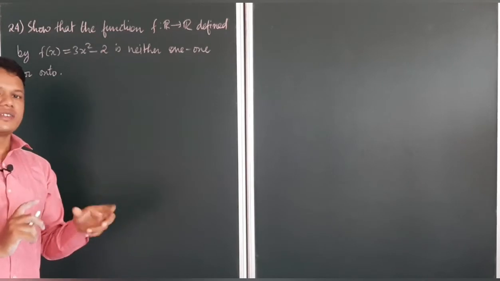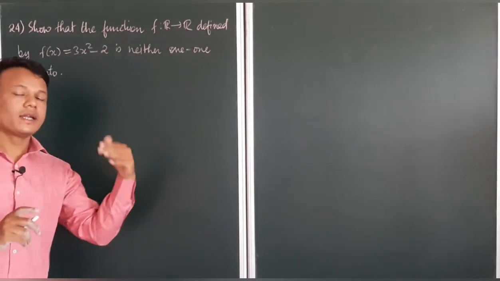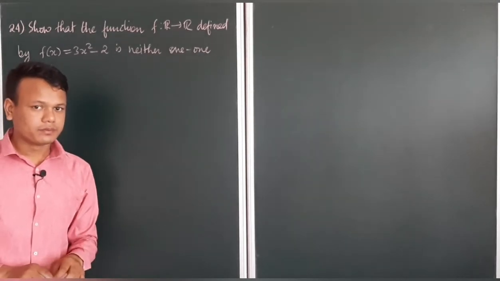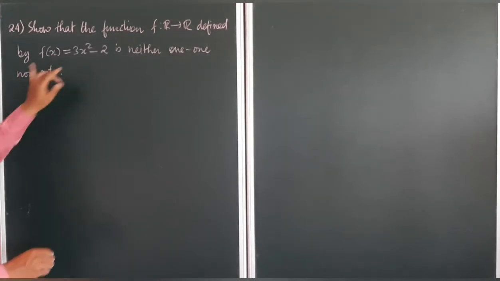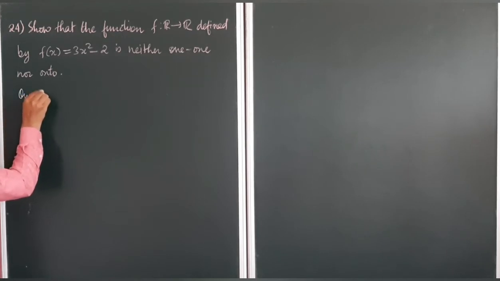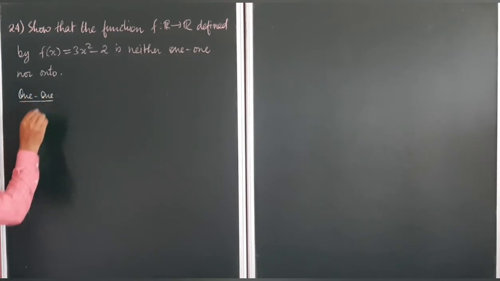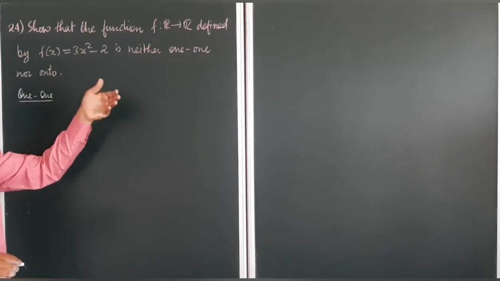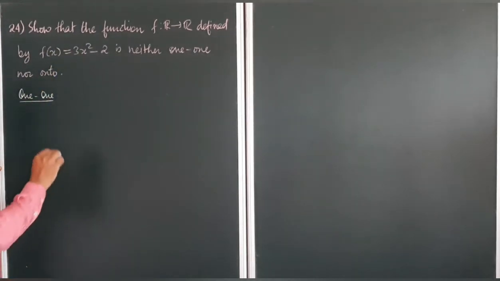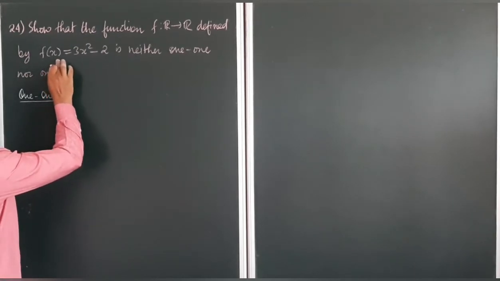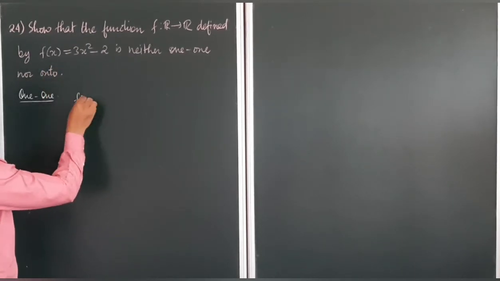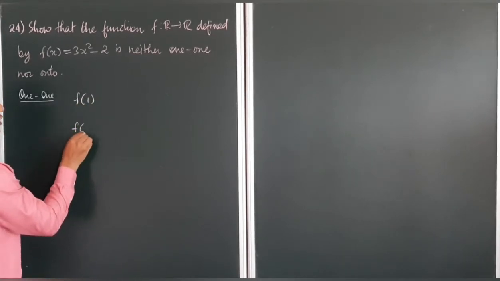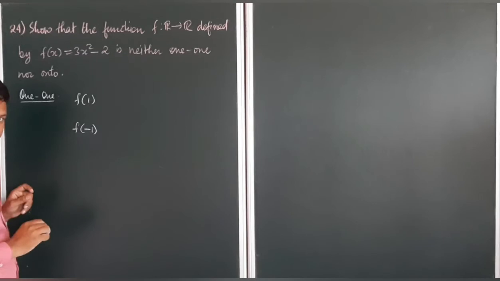That means in both the cases, that is in one-one and onto, I need to give a counterexample. Okay, so let's see one-one here. I am going to give a counterexample for one-one. Whenever you see a square, what we can do here is find f of 1 and find f of minus 1.